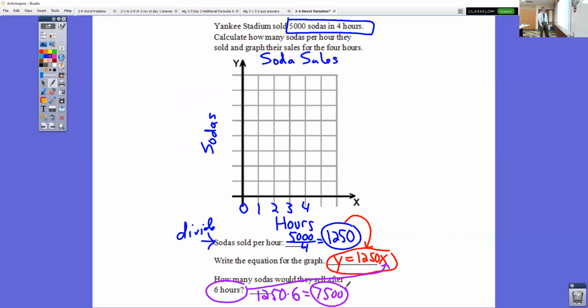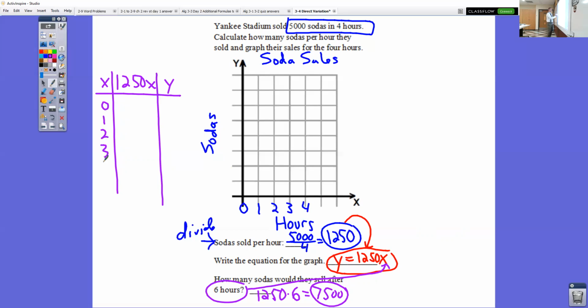Now we need to graph. So I'm going to make my table for my graph. I have my x column, I have my 1,250x, which was from my equation of my graph, and then I have my y column. So we need to figure out 0, 1, 2, 3, and 4. A little bit less work this time. So subbing in a 0 for the x, 1,250 times 0 is 0. 1,250 times 1 is 1,250.